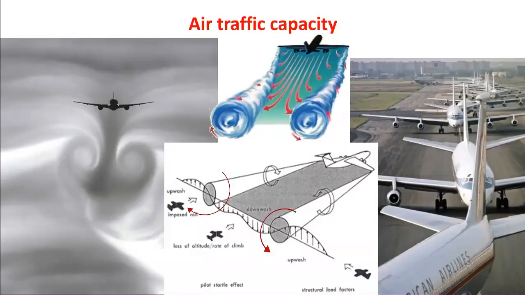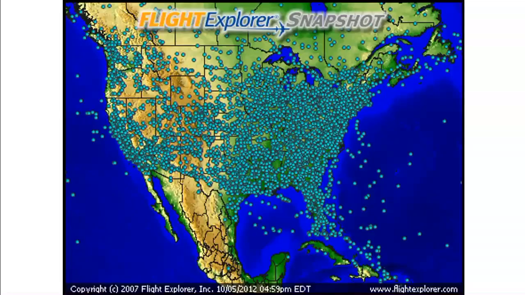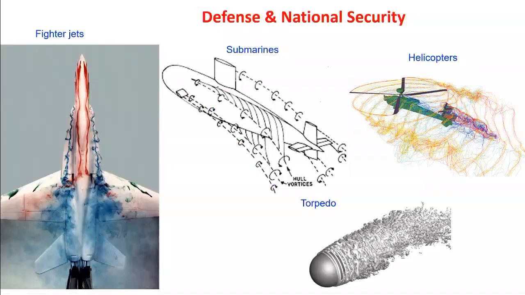So if we are able to solve this problem of air traffic capacity, which is a crisis, it would help. As an example, every dot here is an airplane flying simultaneously in America. If we can improve this wait time, it will save a lot of fuel and money in many aspects of the economy. So this is an important problem which involves vortices.